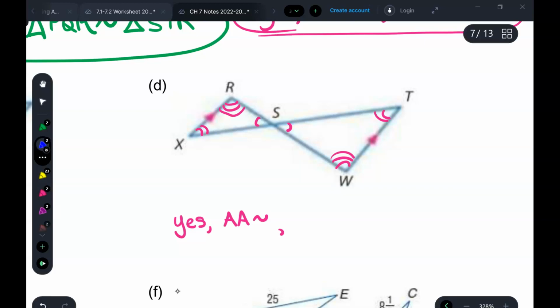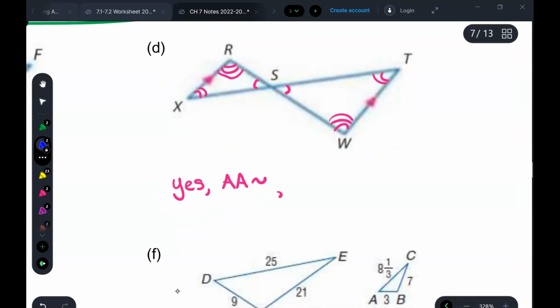Look at these two triangles. Do they appear to be congruent? No, this one's much smaller. What if it's not drawn to scale? Remember when we did congruent triangles and some people were like, wait, is angle, angle, angle a congruent statement? No, it's just similar, right?